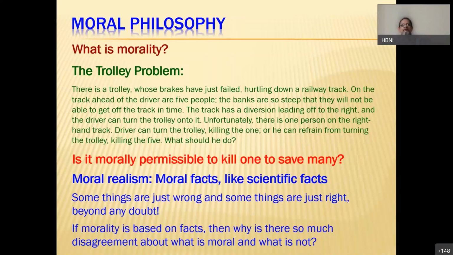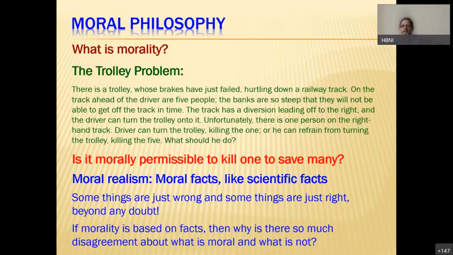Okay, so this is a very typical problem which has been posed to talk about moral issues and ethical issues. So we talk about something called moral realism. In moral realism, we have certain moral facts. We have principles which are laid down like scientific facts, which say that this set of principles is wrong and this set of principles is correct. There's no question about it.